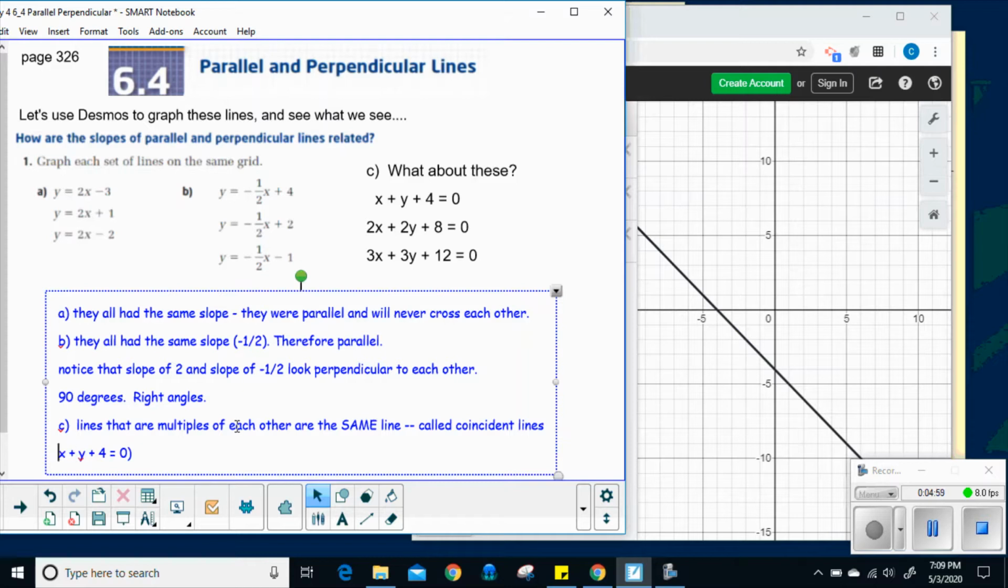I took my first line, x plus y plus 4 equals 0, and I took that whole thing and multiplied it by 2 to get the second line. And to get my third line, I multiplied it by 3. So they were multiples of the same line. Therefore, they're called coincident lines.